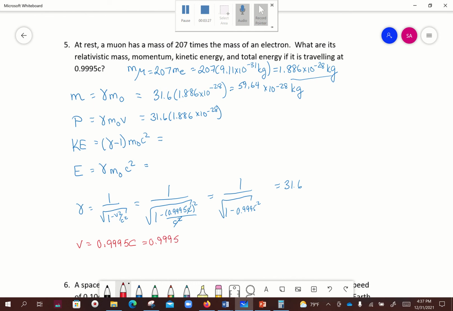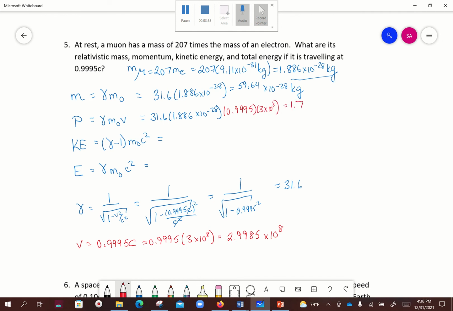So that's 0.9995 times the speed of light, which is 3 times 10 to the 8, and we get 2.9985, so pretty much 3 times 10 to the 8, which is what we'd expect, because we're pretty much multiplying by 1, aren't we? So 0.9995 times 3 times 10 to the 8, and if I do that, I get 1.79 times 10 to the minus 18 kilogram meters per second. If you look at the notes that I wrote up for this problem, it actually says 0.999. I left out the 5 in those notes.